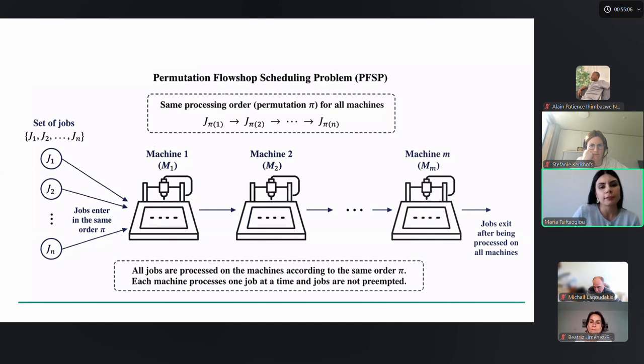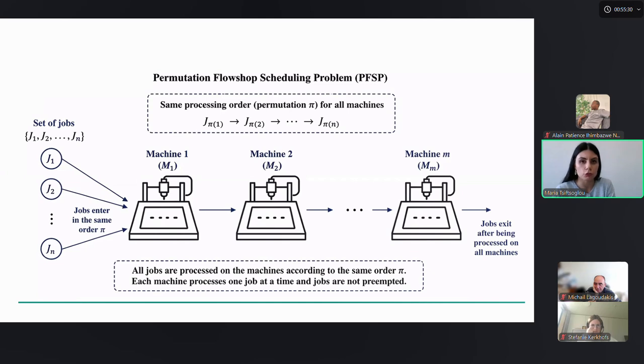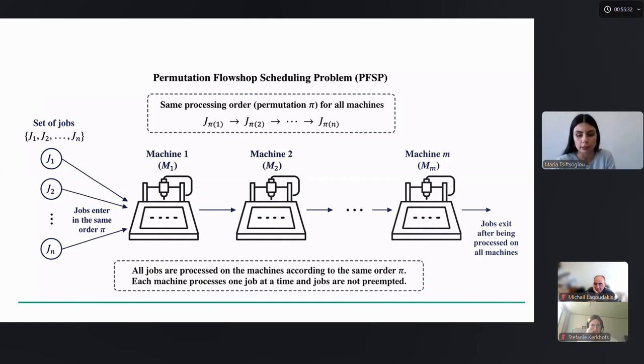In the PFSP, we have a sequence of machines arranged in a specific order as shown in this figure. We also have a set of jobs that are waiting to be processed on these machines. Each job must be processed exactly once by every machine and in the same order. The goal here is to find the permutation of jobs that minimizes usually the total completion time of the schedule, known as the makespan.